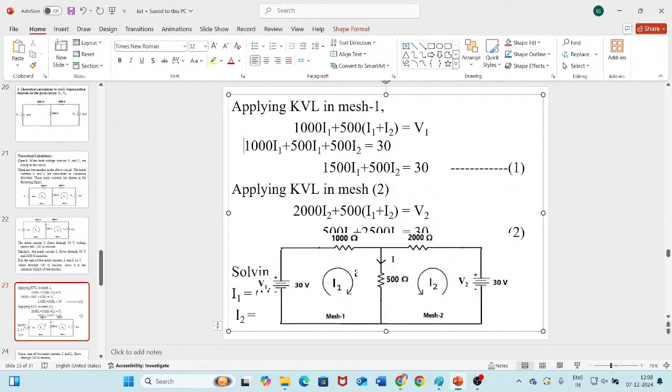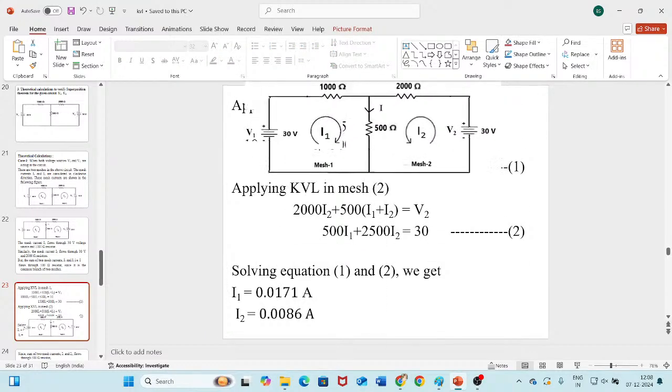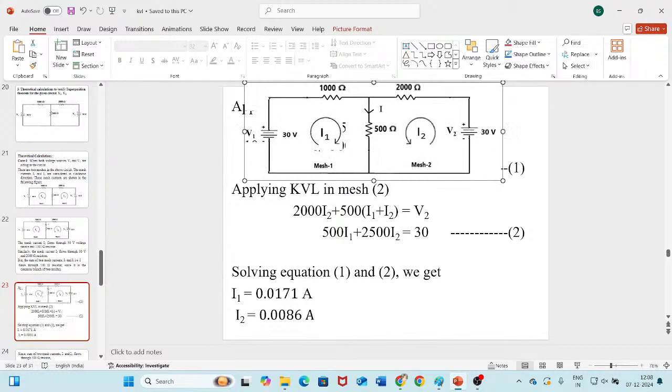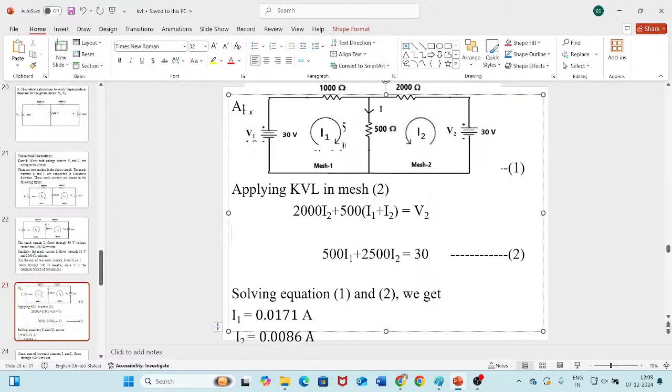So the cursor is not listening to me. I don't know why. Okay, whatever. So in mesh 2, this is V2. So 2000 I2 plus 500 into I1 plus I2 equal to V2. So V2 value is 30. So I can write one more equation here, isn't it?